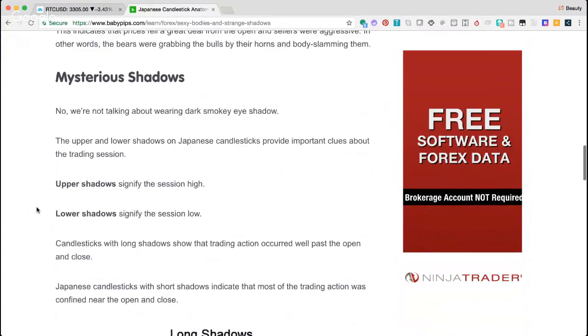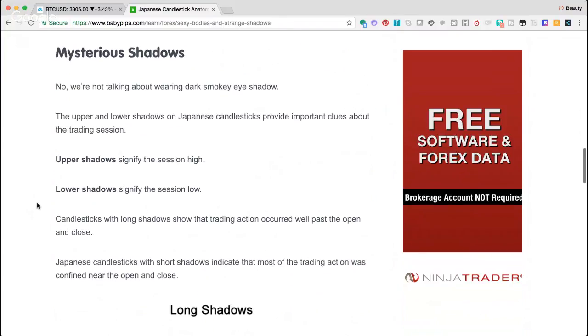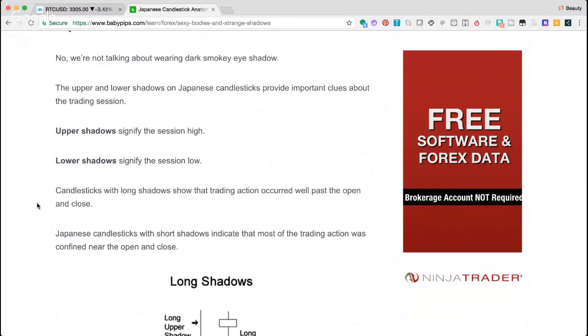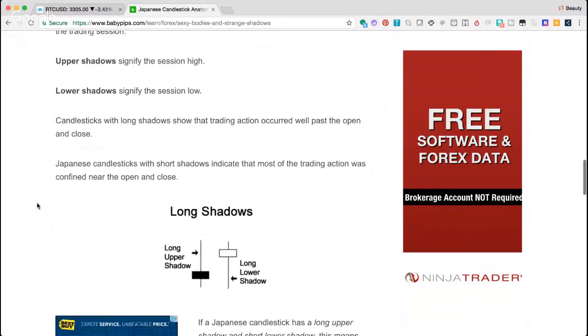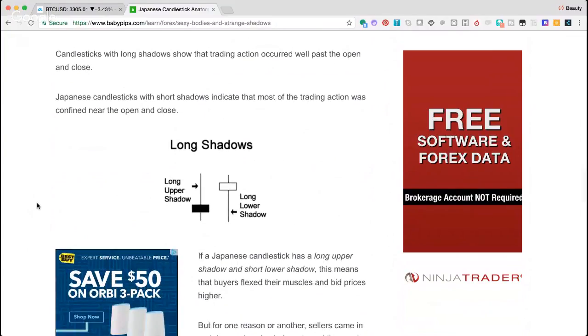Mysterious shadows. No, we're not talking about wearing dark, smoky eyeshadow. The upper and lower shadows on Japanese candlesticks provide important clues about the trading session. Upper shadows signify the session high. Lower shadows signify the session low. Candlesticks with long shadows show that trading action occurred well past the open and close.